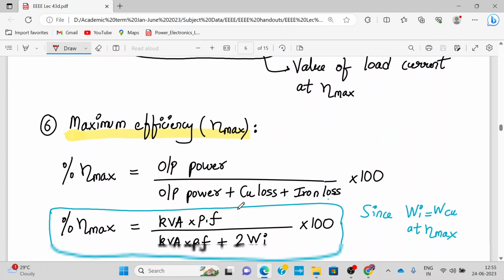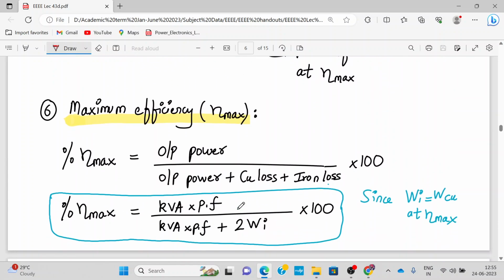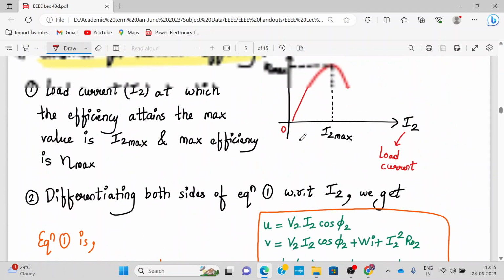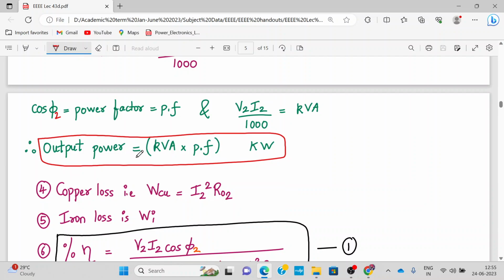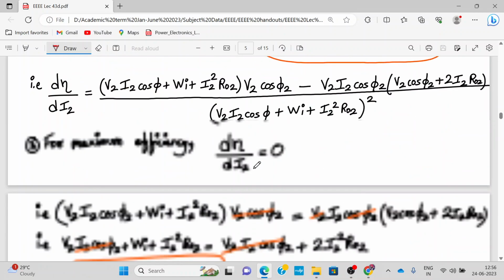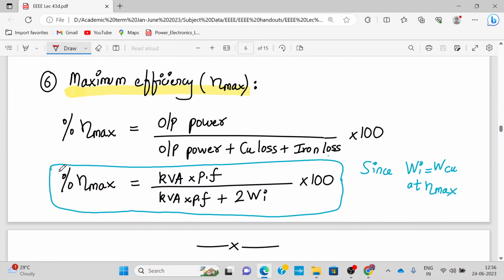Next, we will write the formula for the maximum efficiency. Efficiency is defined as output power divided by output power plus copper loss plus iron loss. At maximum efficiency, iron loss is equal to copper loss. Also, output power is represented by kVA rating into power factor. So maximum efficiency is given by kVA rating into power factor, divided by kVA rating into power factor plus twice WI, because WI is equal to the copper loss.